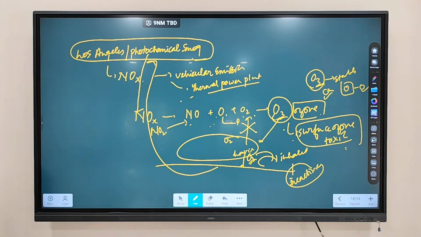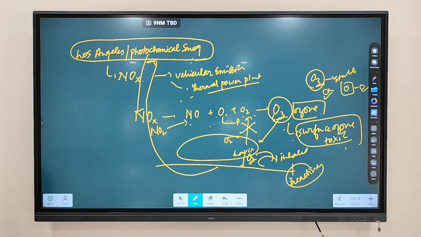Any doubt regarding Los Angeles smog? Any doubt regarding sulfurous smog? So this is what smog is all about. Smog can be divided into two parts: sulfurous smog and photochemical smog. Smog is dangerous. Why is it dangerous? It causes health problems, and visibility is reduced. It also affects whom? It also affects the plants.